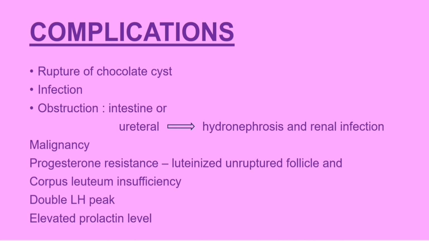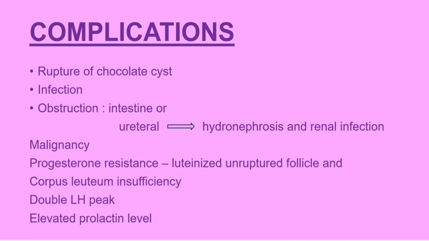Complications: rupture of chocolate cyst, infection, obstruction either intestinal or ureteral. In ureteral obstruction, it can lead to hydronephrosis and renal infection. Then malignancy. So rupture, infection, obstruction and malignancy.